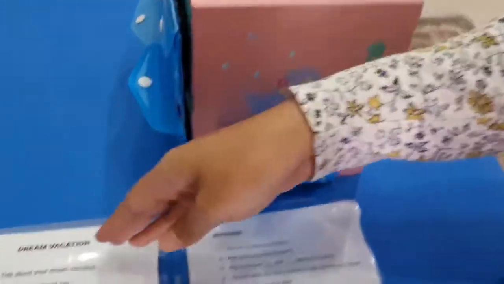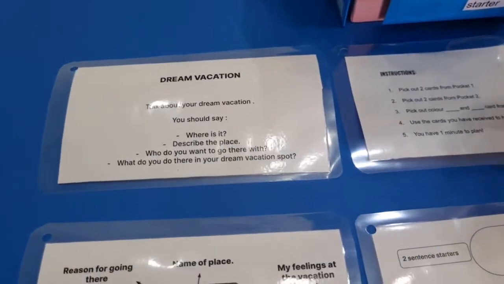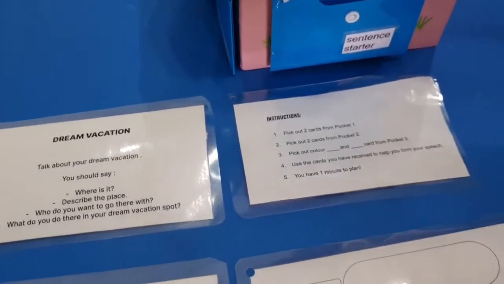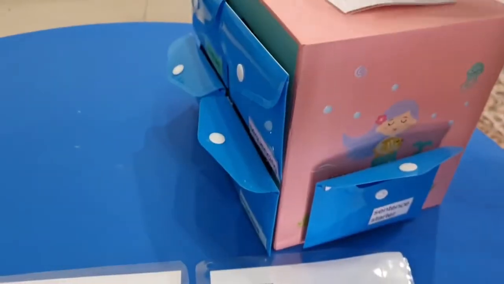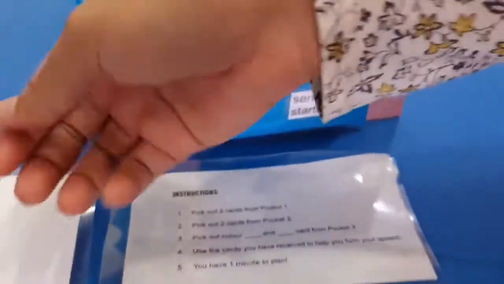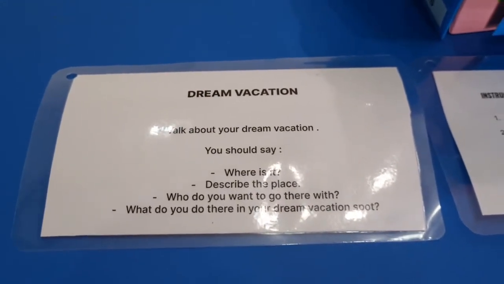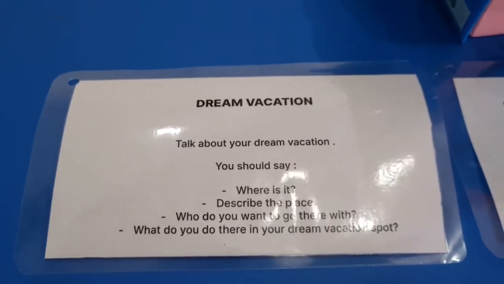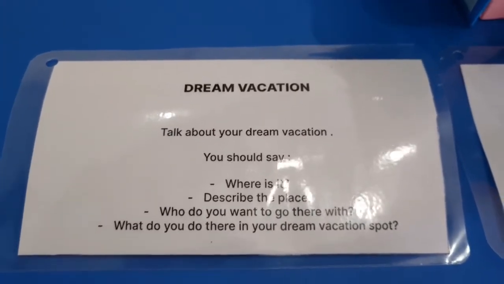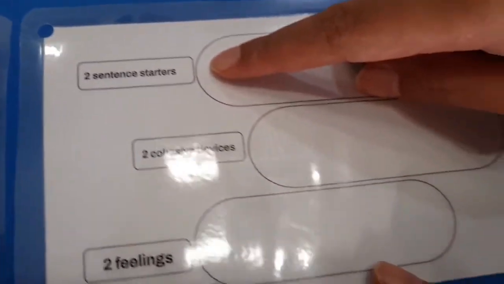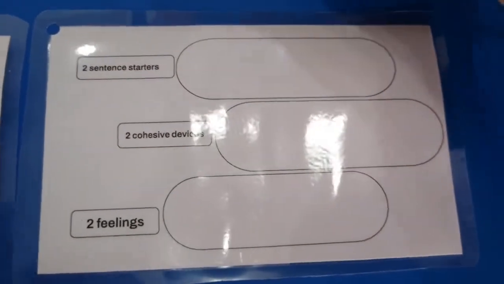Alright, so when picking out sentence strips from the pockets in the box, when we are choosing the topic, the teacher should know what kind of pockets are suitable for the students to pick, isn't it? So for this one, for example, the dream vacation. Maybe the teacher can instruct the students when they pick the sentence. For sentence starter it's only 1 pocket, so there's no issue for that. So we pick 2, right?